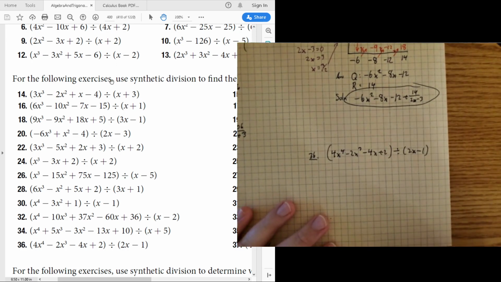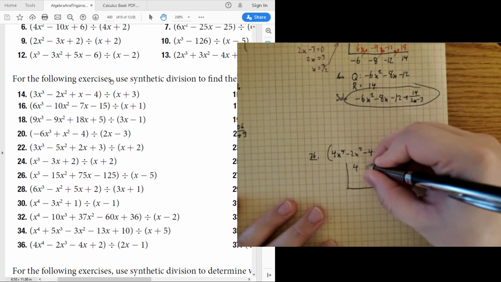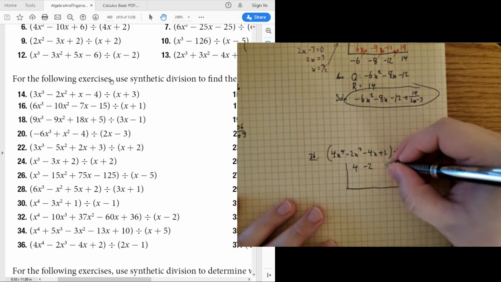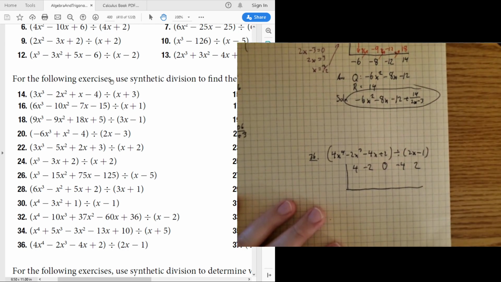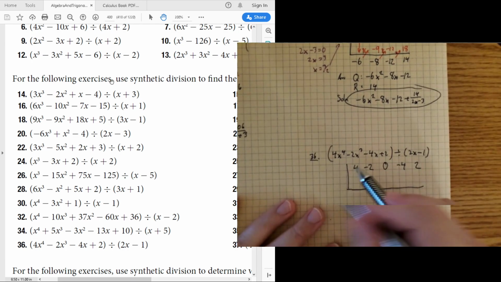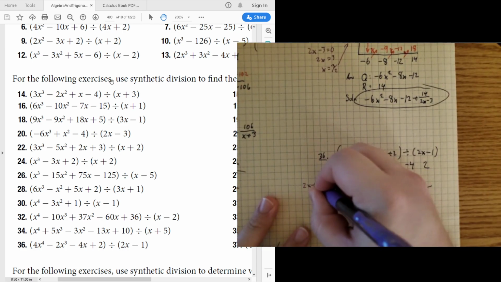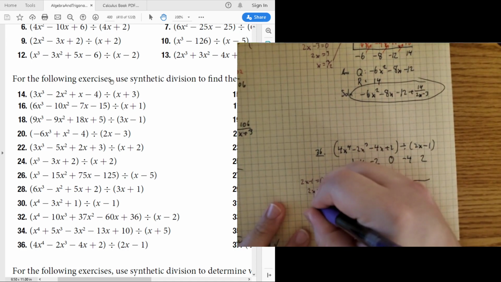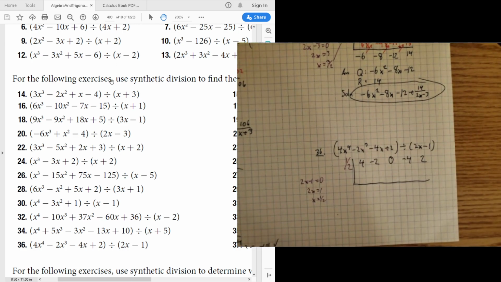Okay, let's do one piece at a time, okay? First, let's copy this down. 4, negative 2. 4, 3, I don't have a power of 2, so there's a 0 in here. Then we have negative 4 and 2. Okay, now what number goes on the outside? I don't have it in the right form, so I do 2x minus 1 equals 0. Add 1 over, I get 2x equals 1. Divide by 2, x equals 1 half. So my k number should be 1 half.